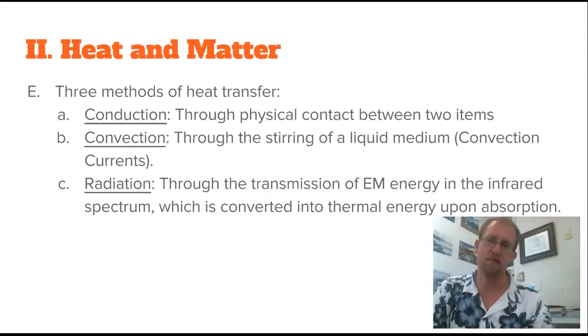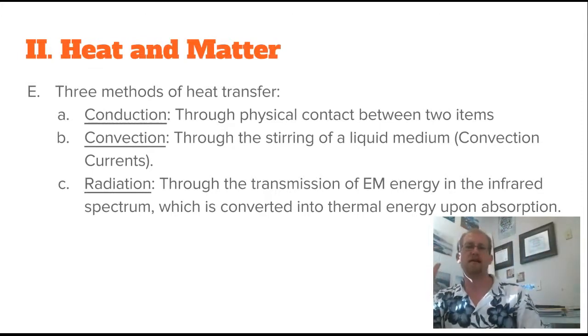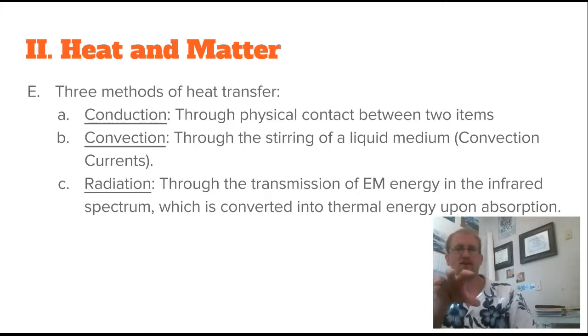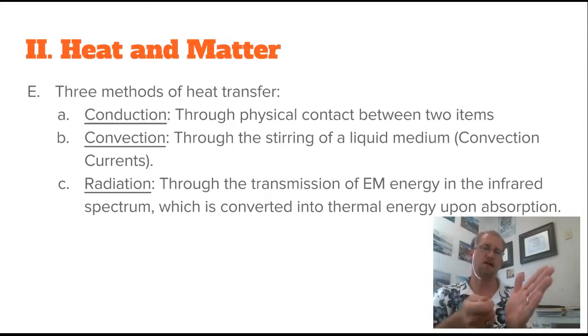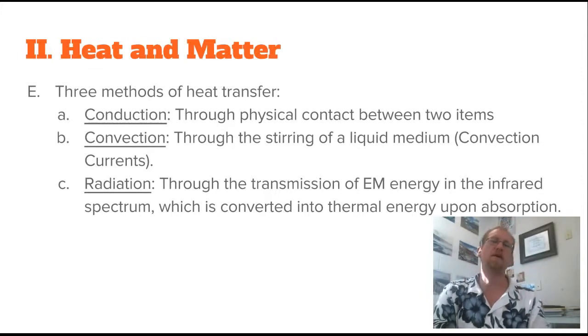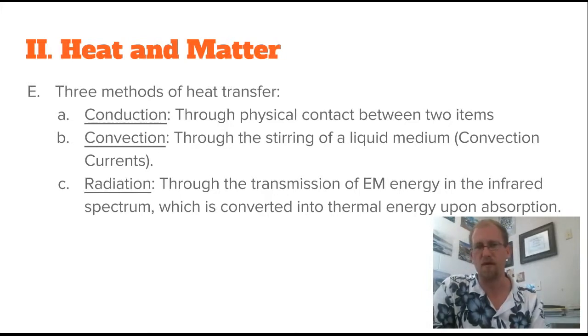And the best example of that is the sun, where the sun shines its thermal energy on us through the vacuum of space. Now, sometimes we also say that holding a hot object near another object so that you can feel the thermal energy on it is also radiation. Radiation can happen through a medium as well, but the classic example of radiation would be through a vacuum.